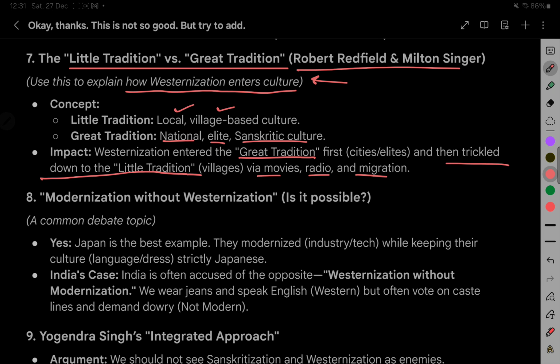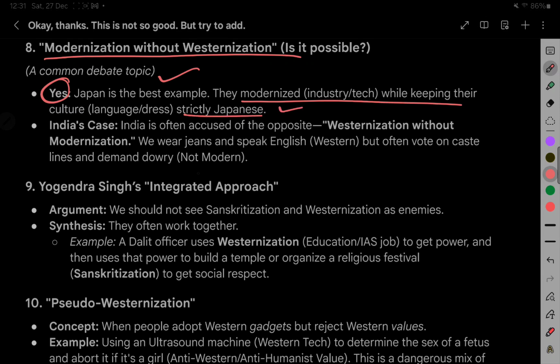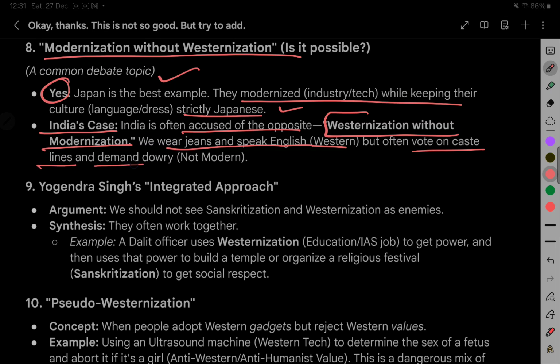radio, and migration. 8. Modernization without westernization, is it possible? A common debate topic. Yes, Japan is the best example. They modernized industry, tech, while keeping their culture, language, dress strictly Japanese. India's case: India is often accused of the opposite, westernization without modernization. We wear jeans and speak English, Western, but often vote on caste lines and demand dowry, not modern.